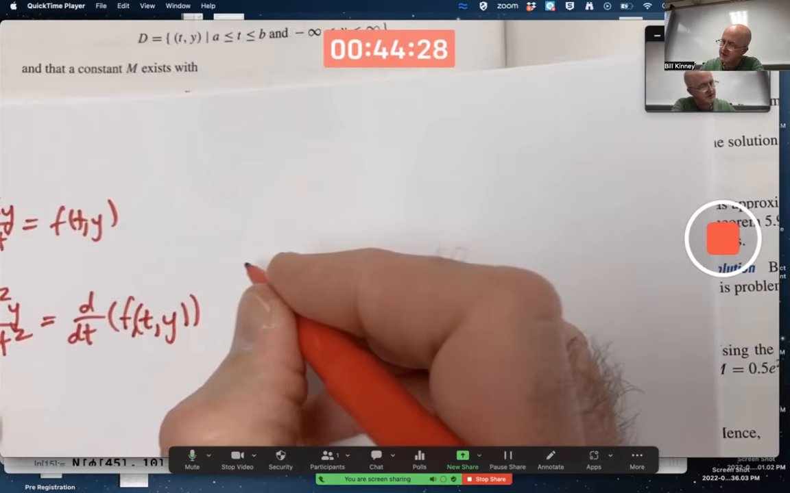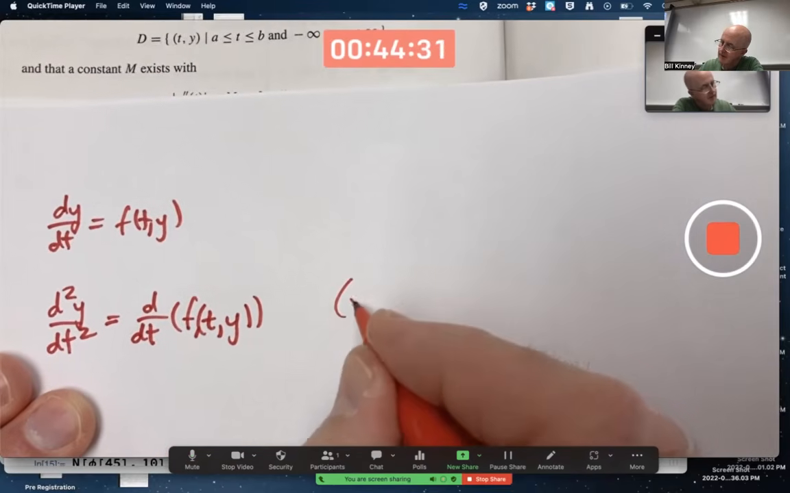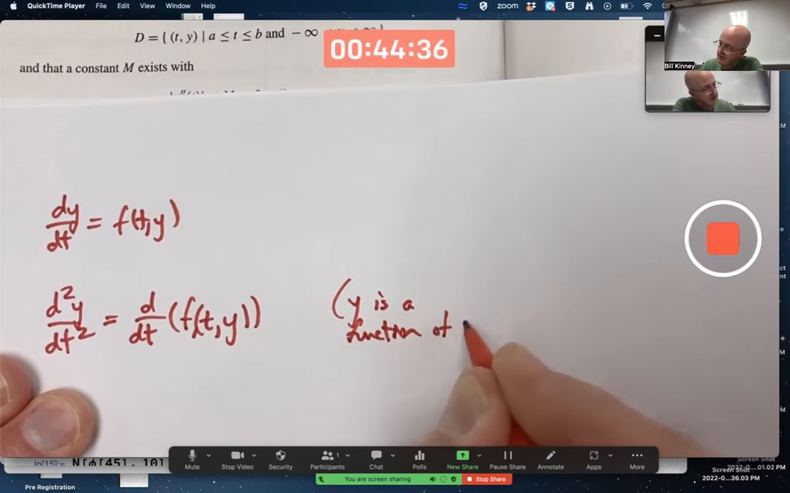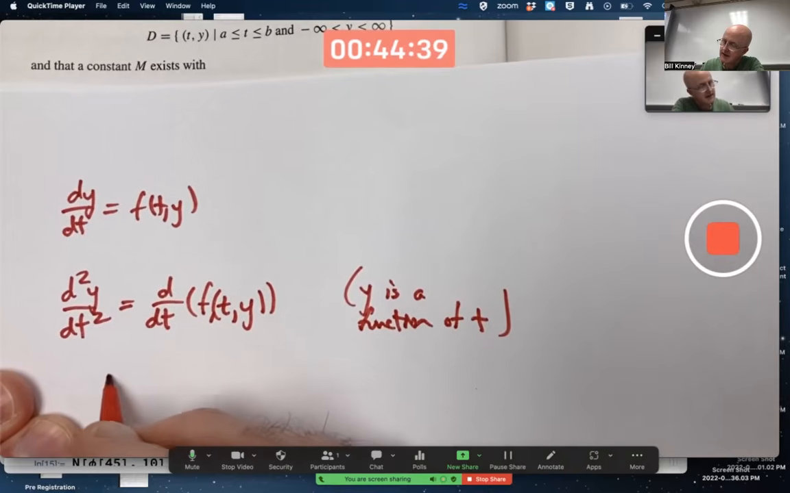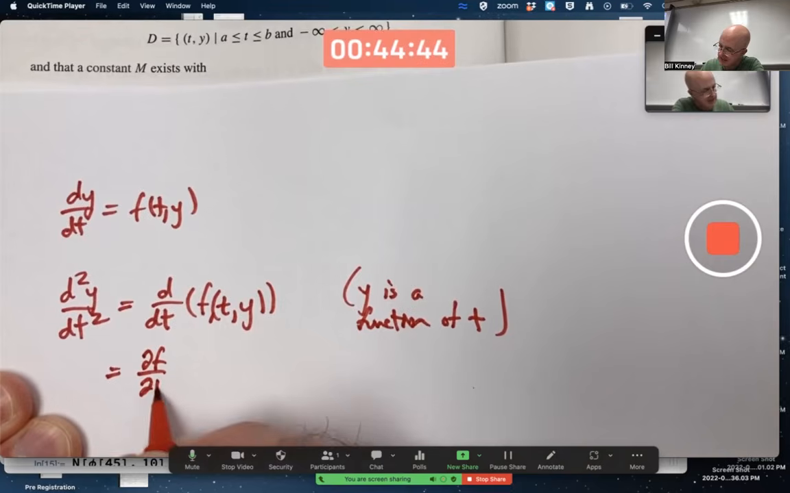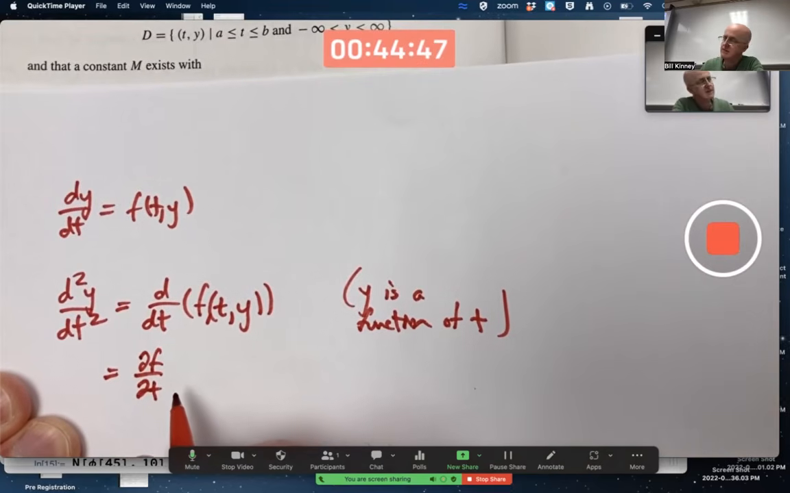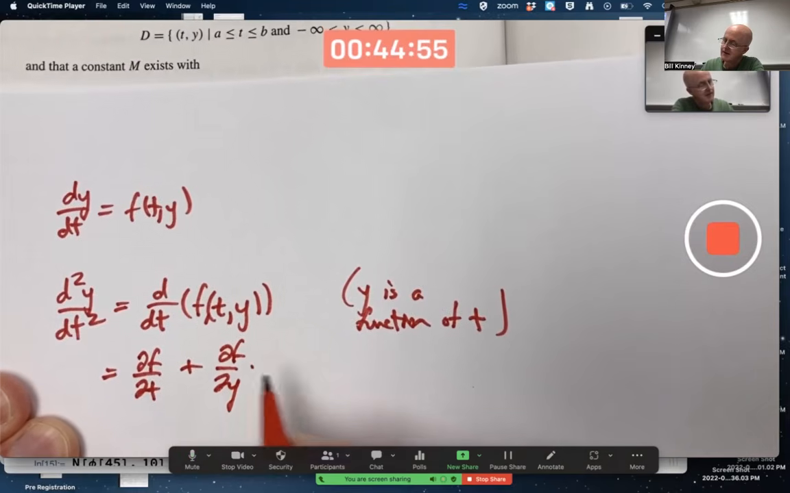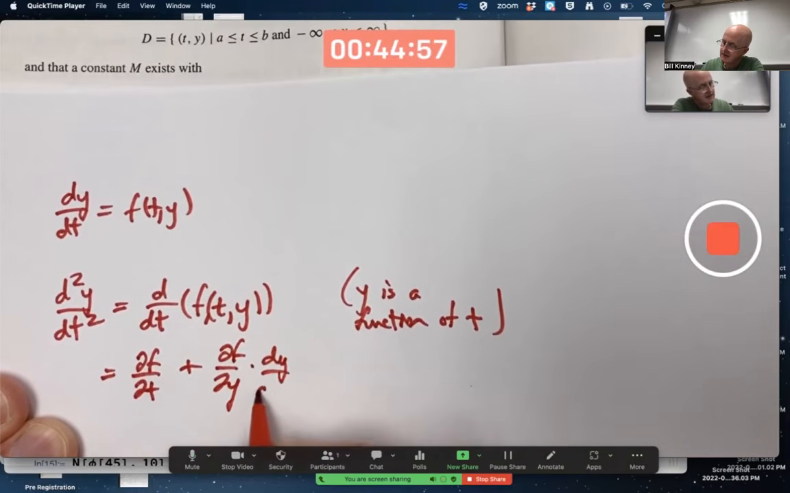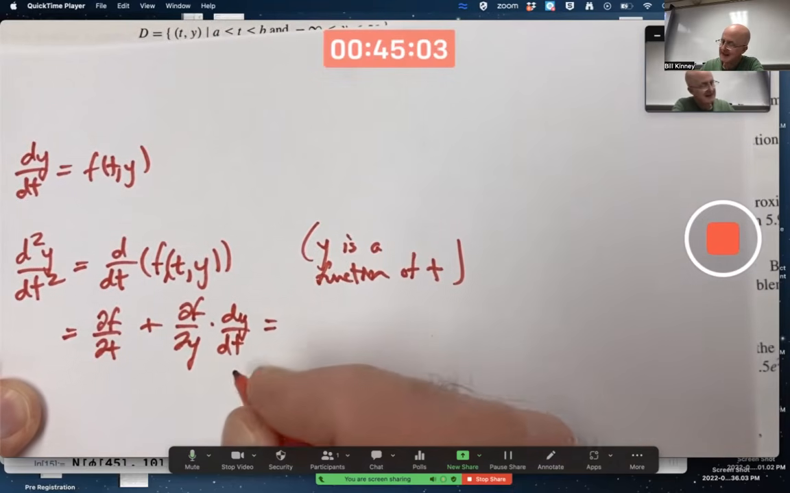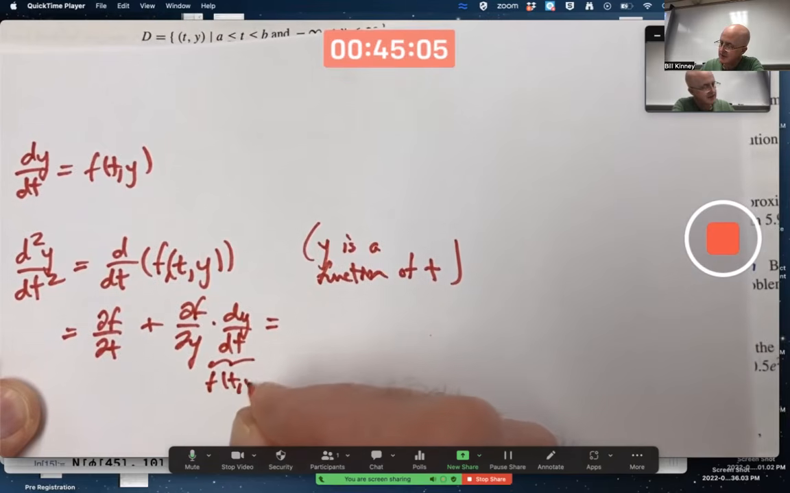Keeping in mind y is a function of t. To do that derivative, you have to use the chain rule again, and it's the multivariable calculus chain rule. So you take the partial derivative of f with respect to t times the derivative of t with respect to t, which is just 1, so you don't have to write it, plus the partial of f with respect to y times dy/dt. But dy/dt is f of (t, y) because y satisfies the differential equation.